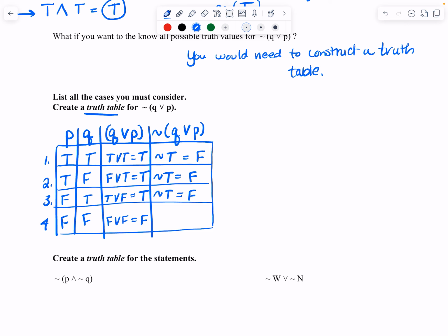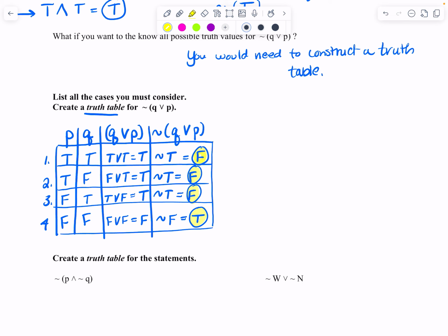Okay? So the result is going to be false if P and Q are true. The result is going to be false if P is true and Q is false. The result's going to be false if P is false and Q is true. And finally, the result will be true if both P and Q are false. And how did I know that? I looked at the first two columns. I looked at the rows and determined what the outcome was. So now I know the outcomes if I know whether the original statements are true or false.